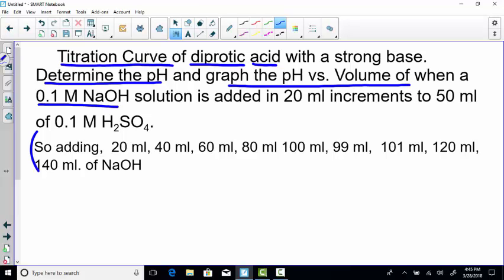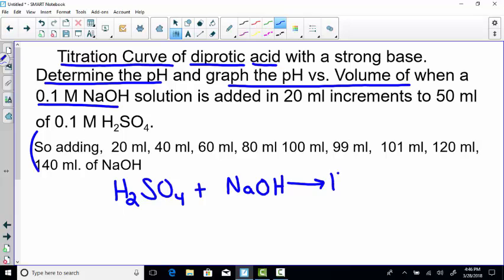One of the first things to do when we are doing a problem like this is write the balanced equation. So we'll start with that. We have H2SO4, sulfuric acid, that we are going to add sodium hydroxide to. All of these are aqueous, I'm just not going to put those in. The products of this reaction are going to be water and sodium sulfate, Na2SO4, which would be an aqueous salt.